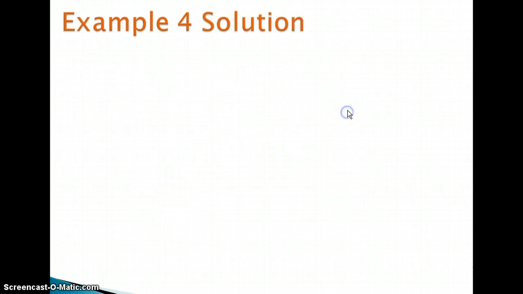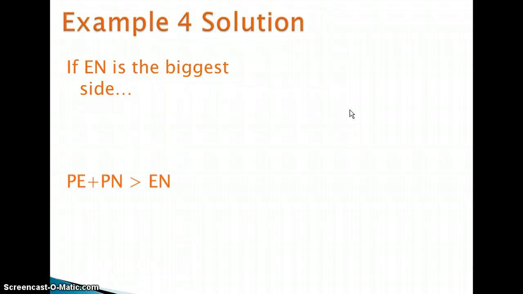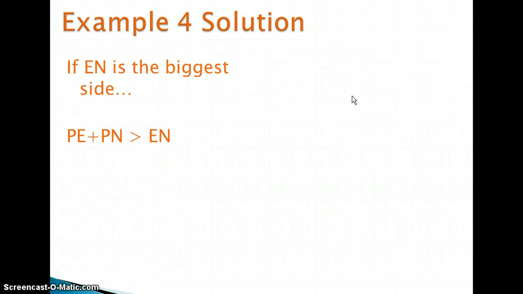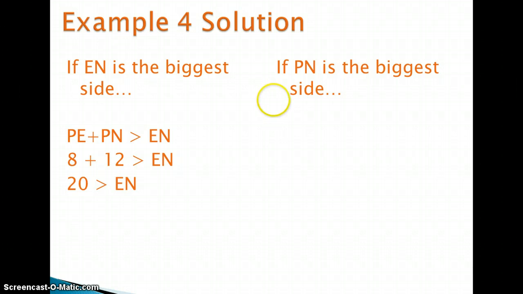In order for a triangle to exist, the two smallest sides have to add up to more than the third side. So our first assumption is maybe that 8 and that 12, maybe those are the smaller sides and EN is the bigger side. If that's the case, that means that EN has got to be less than 20. Because the two smaller ones together have to be greater than the third side. Well, maybe it's not. If EN is not the biggest side, PN has to be the biggest side because 12 is bigger than 8.